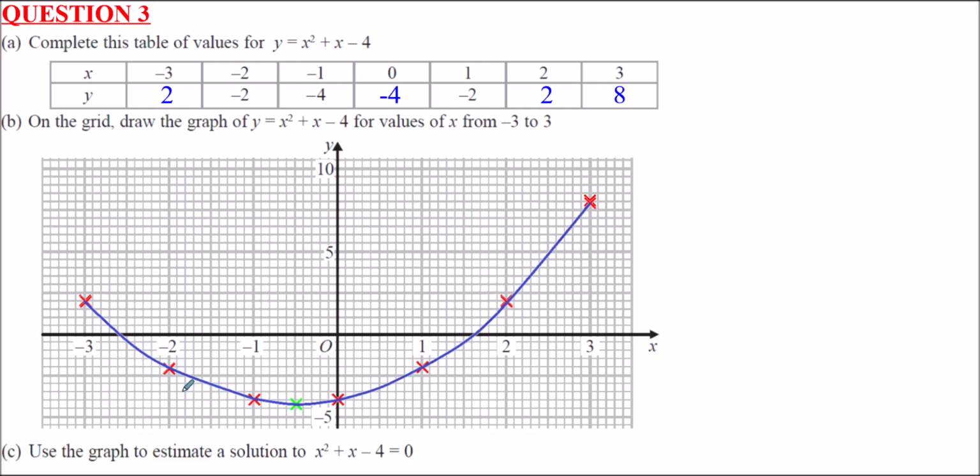Part C, it says, use a graph to estimate a solution to x squared plus x minus 4 equals 0. Now, importantly, this curve is this. So we've got here x squared plus x minus 4. That's just the curve we've drawn. That's what y is equaling. Okay, so I'm just going over that in yellow, like so. I want to see when that is equal to 0.